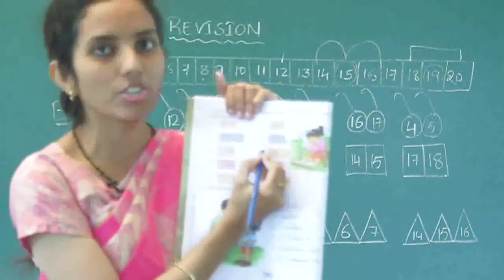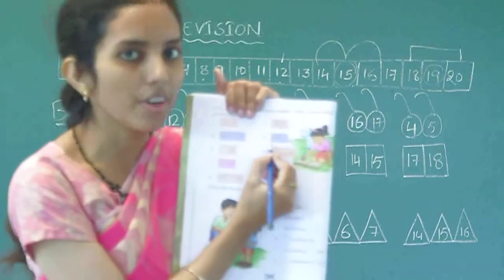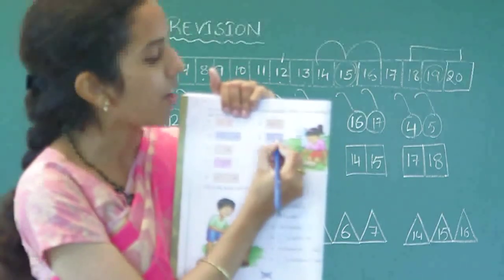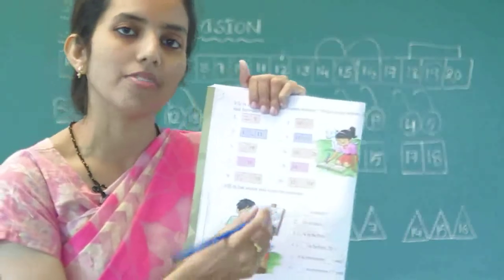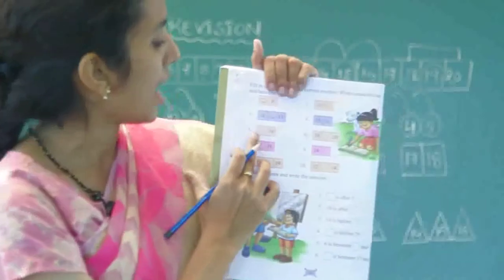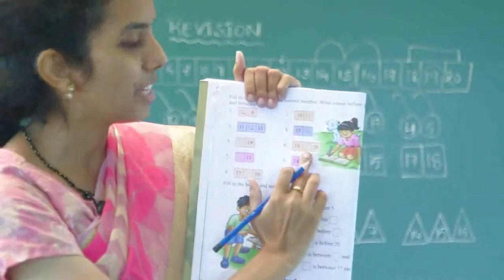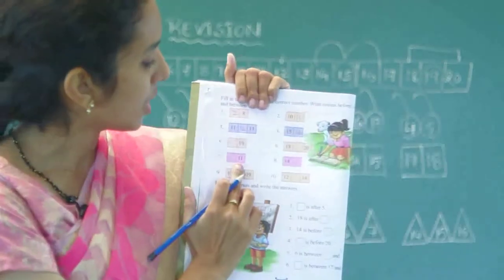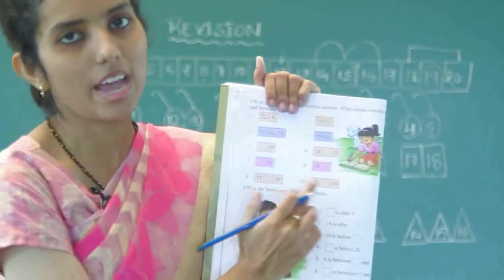And in the fourth question, 15 is given. So 15 is in the first box. So we have to write the after number. What comes after 15? 16 comes after 15. And here 19 is given in the second box. And the middle box is left here. And here also the second box. Here first box, middle box and middle box.